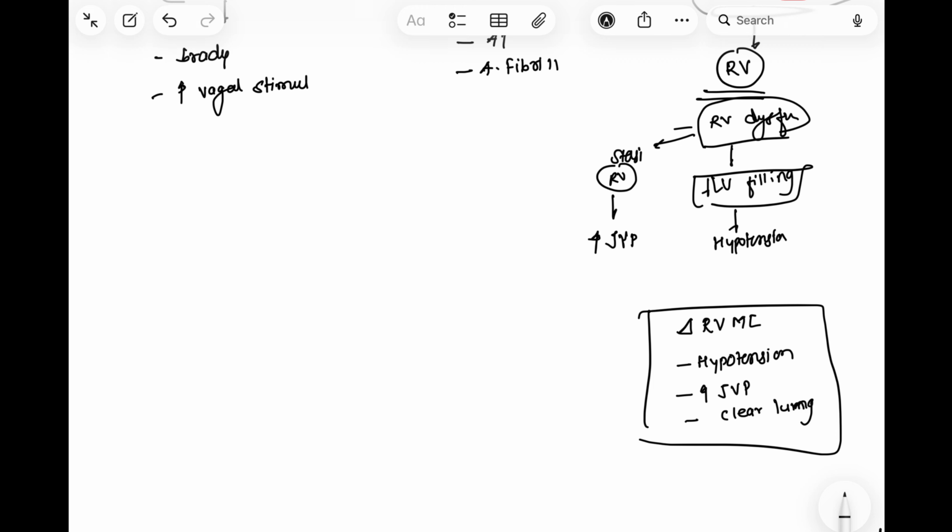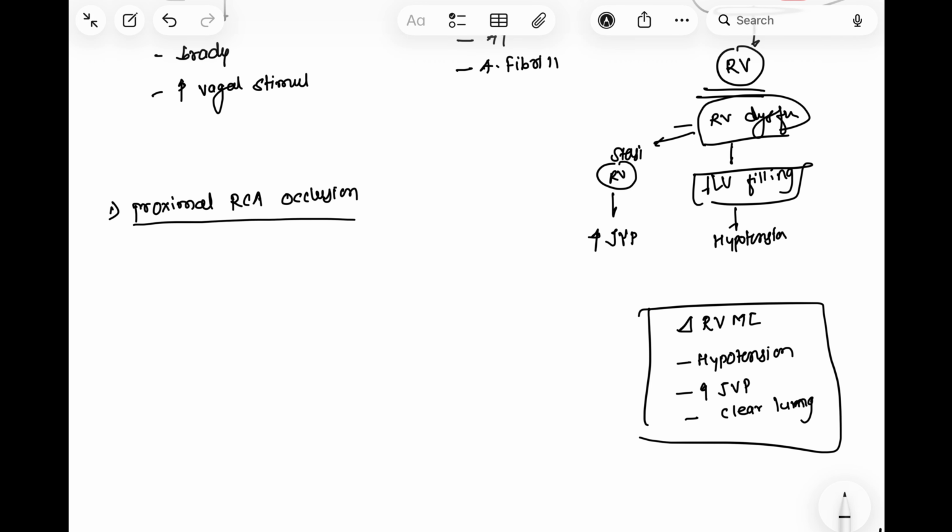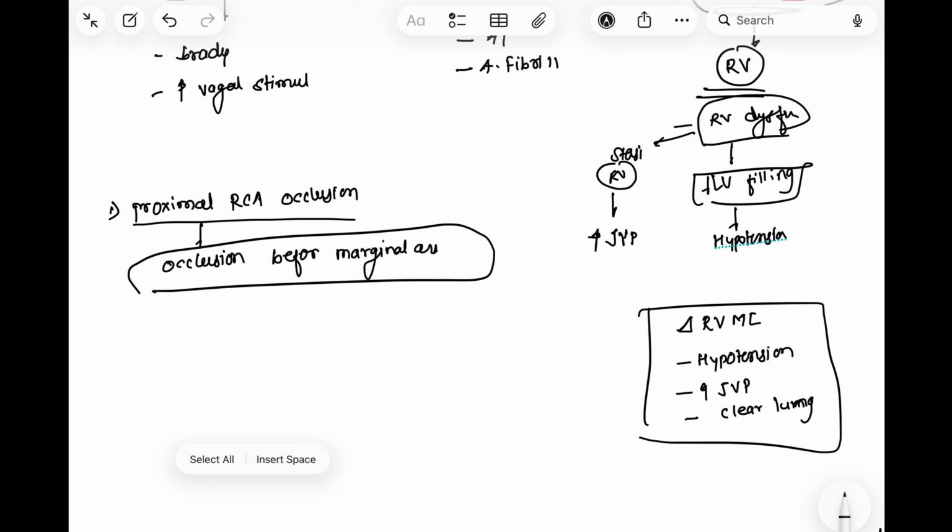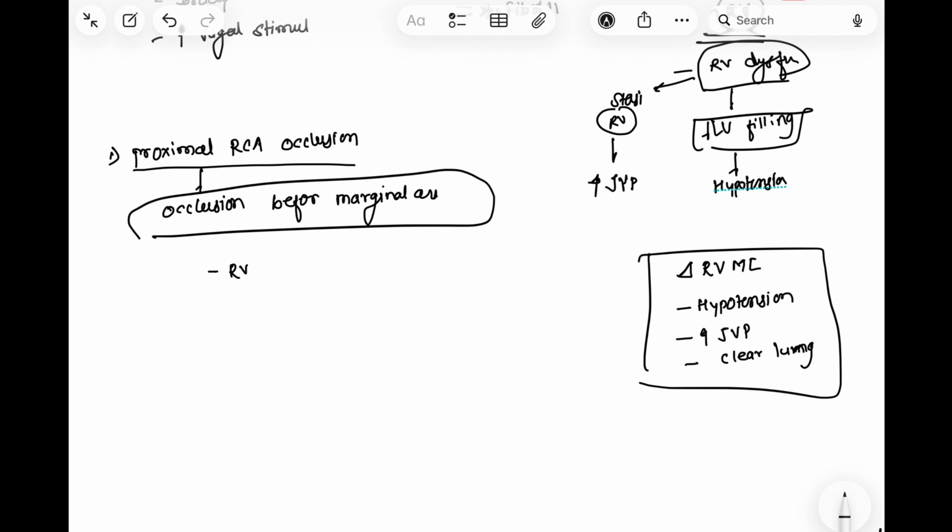Now there are two occlusions of RCA. The first one is a proximal RCA occlusion, right? What do you mean by proximal RCA occlusion? There is an occlusion before the marginal artery. So what will happen in this case? In this case, we can get right ventricular myocardial infarction, right? Also we can get inferior wall MI. So this right ventricular myocardial infarction, that means it has a very poor prognosis.